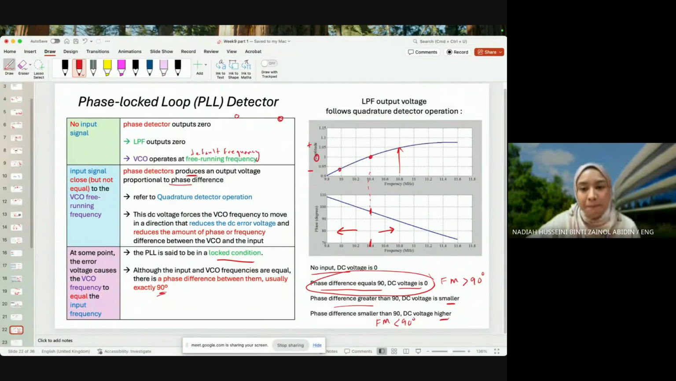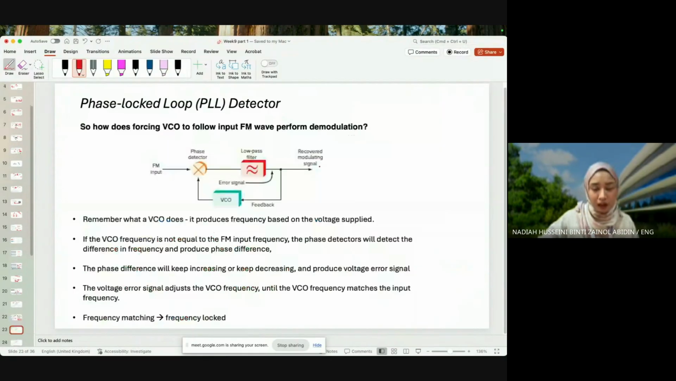If the voltage is higher, then you would tune it to become higher frequency. If the voltage is lower, you would tune the VCO to produce a lower frequency. I do have a diagram on that. We will talk more on that later.